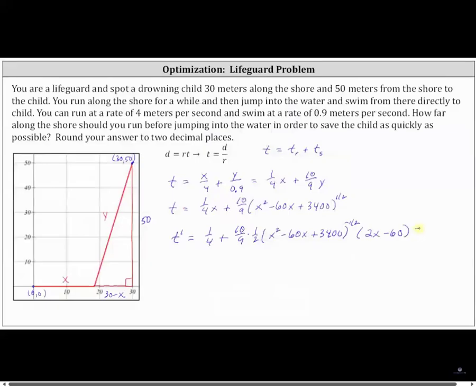So if we set the derivative equal to 0, this gives us x is approximately 18.45, and this would be meters. And notice how this is the distance that you would run along the shore before jumping into the water to swim to rescue the child in order to minimize the rescue time. So as a complete sentence, you should run 18.45 meters along the shore before jumping in the water.